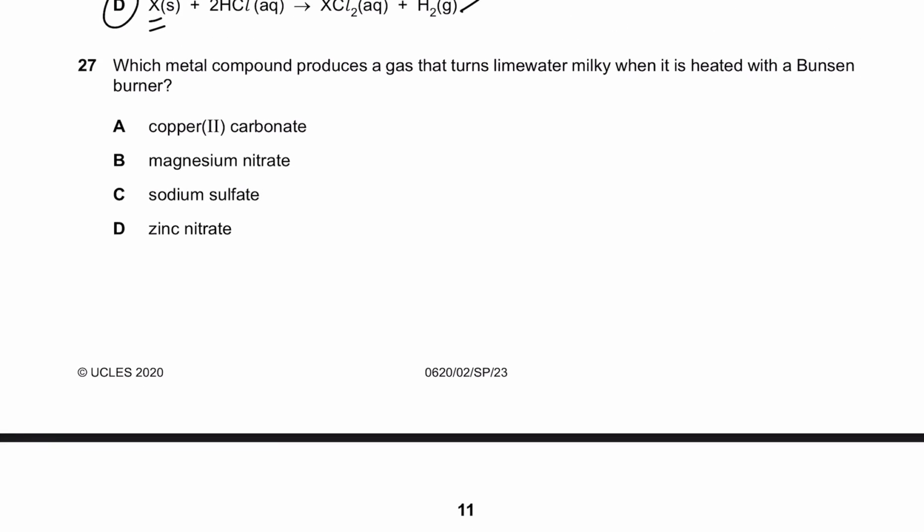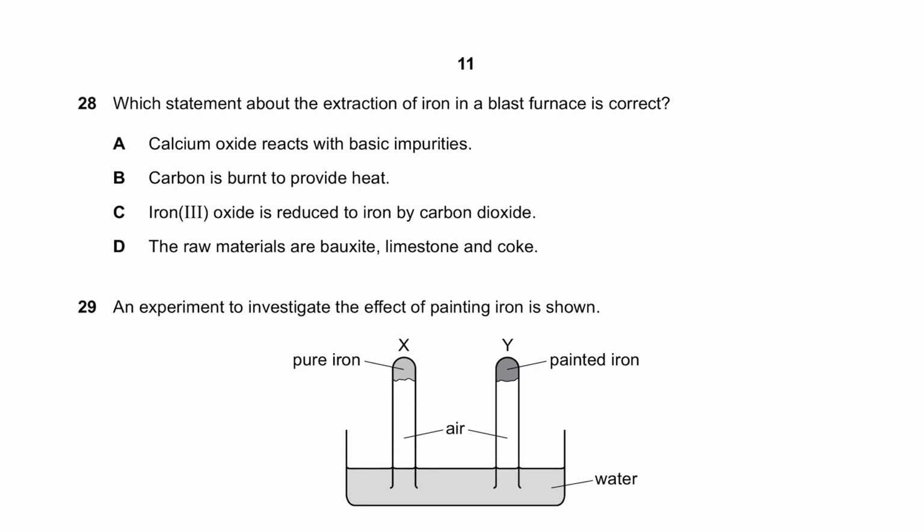Which metal compound produces a gas that turns lime water milky? Whichever would have the carbonate ion, because that's the test for carbonate, and that is copper carbonate, not magnesium nitrate, sulfate, or zinc nitrate. Which statement about the extraction of iron in the blast furnace is correct?